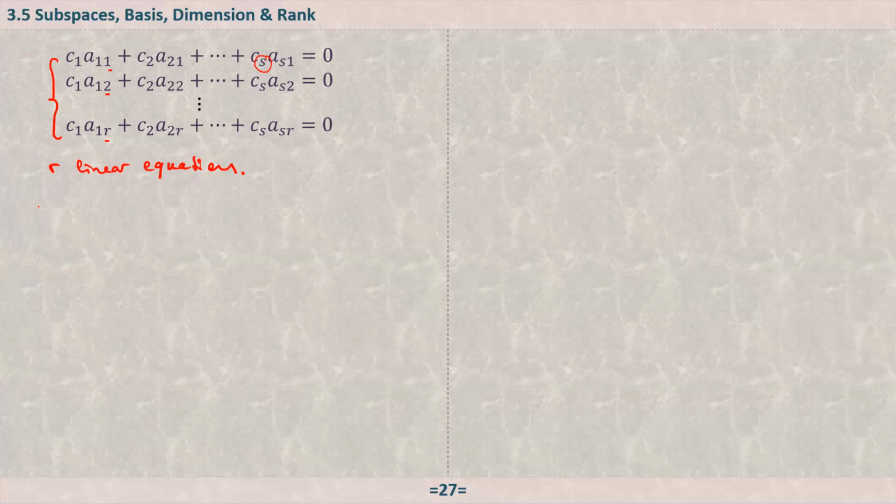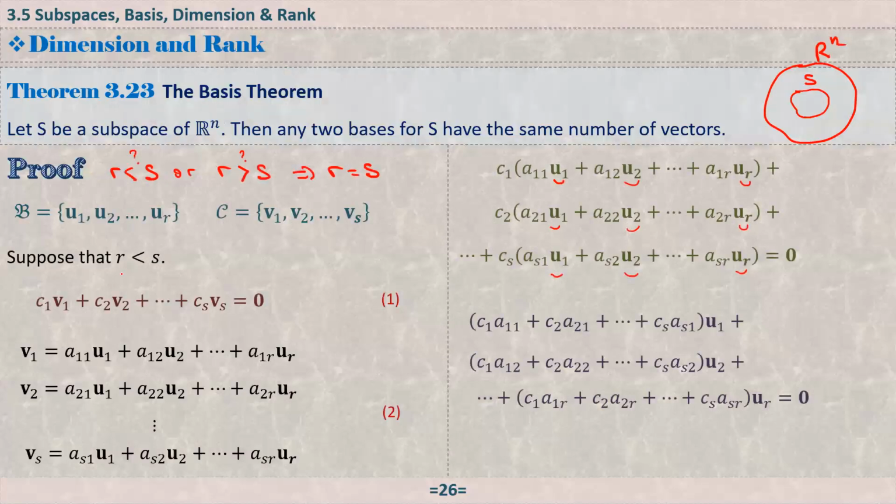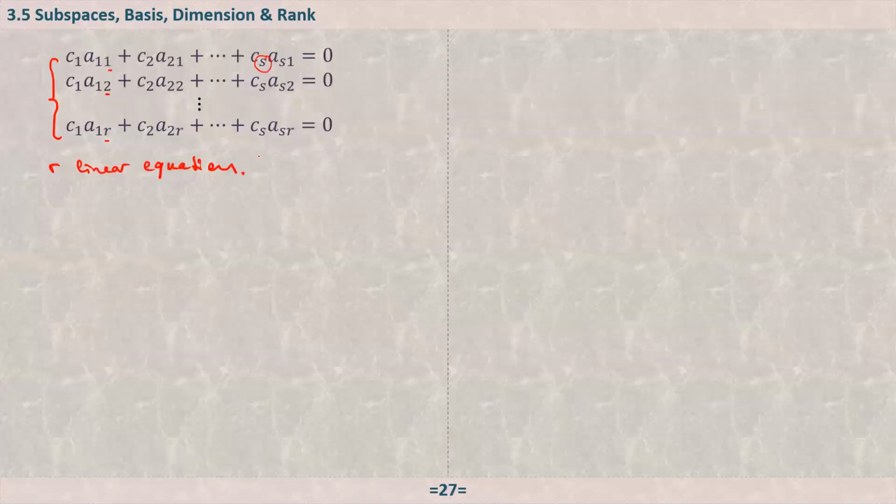So now, if you remember, at the beginning we supposed that R is less than S, right? R is less than S. So since R is less than S, what is R? It is the number of equations, and S is the number of variables, right? Here the number of variables is greater than the number of equations. That's like 3x plus 2y is equal to 1. We have two variables, one equation, and we know that it has infinitely many solutions.